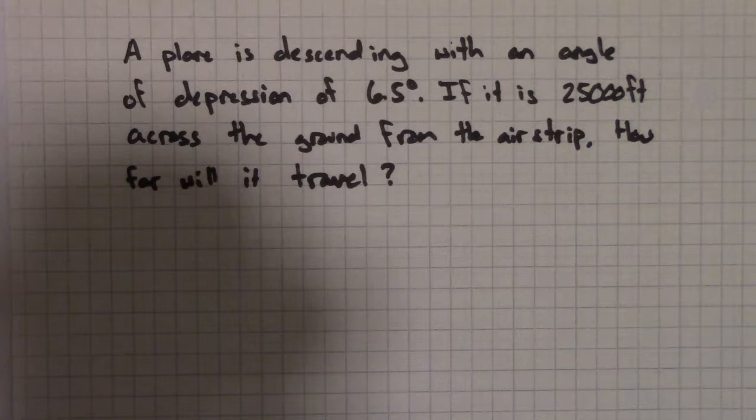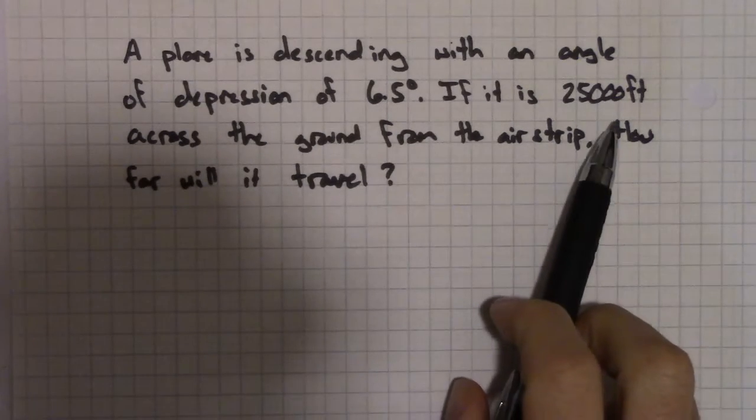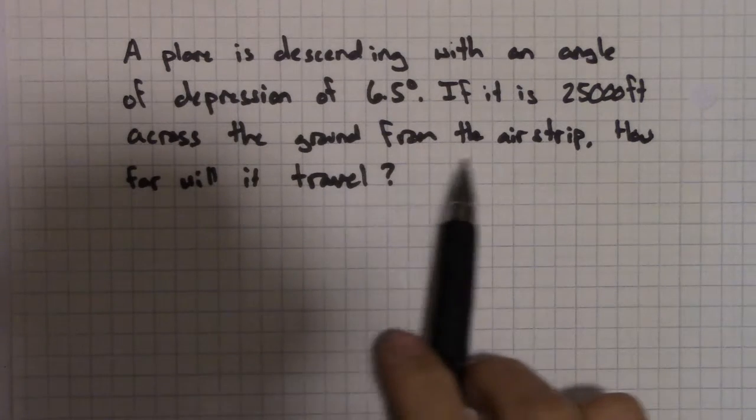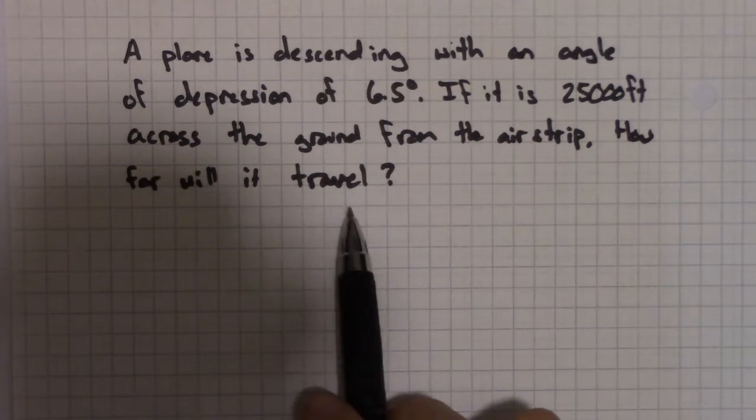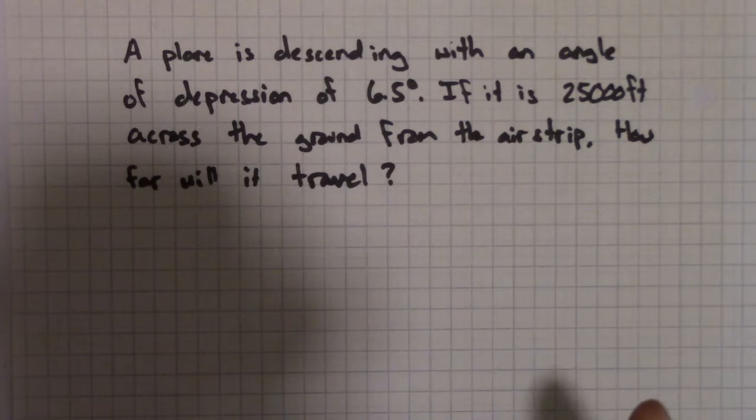Alright, this one's a little bit more involved, but I think it's still a good one. It says a plane is descending with an angle of depression of 6.5 degrees. If it is 25,000 feet across the ground from the airstrip, how far will it travel? Okay, so there's lots of little pieces going along.